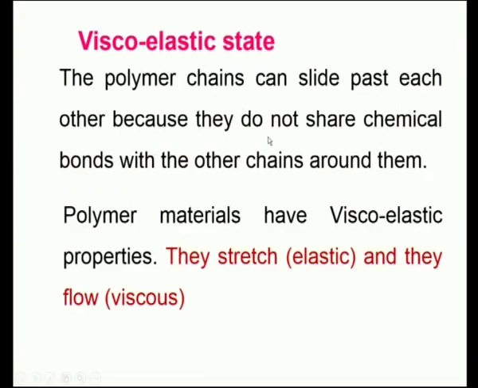The polymeric chains can slide past each other because they do not share chemical bonds with the other chains around them. Each chain does not have any chemical bonds with the neighboring chains. Therefore, polymeric materials have viscoelastic properties, that is, they can stretch, which is elastic, and also they can flow, which is viscous.